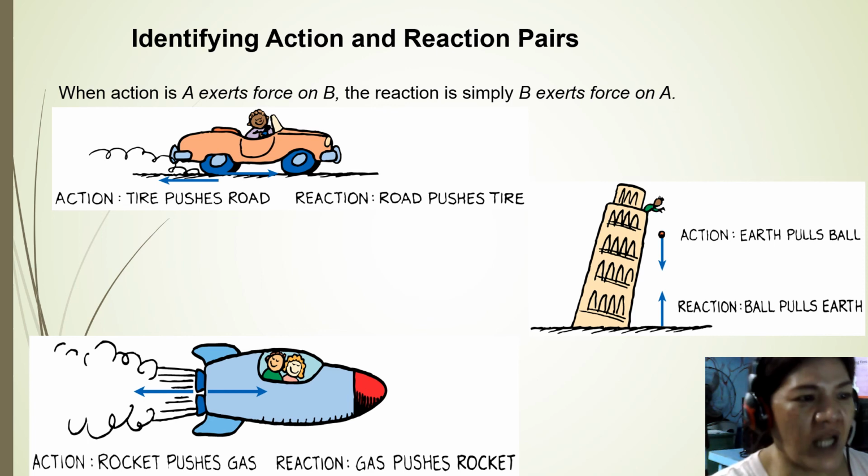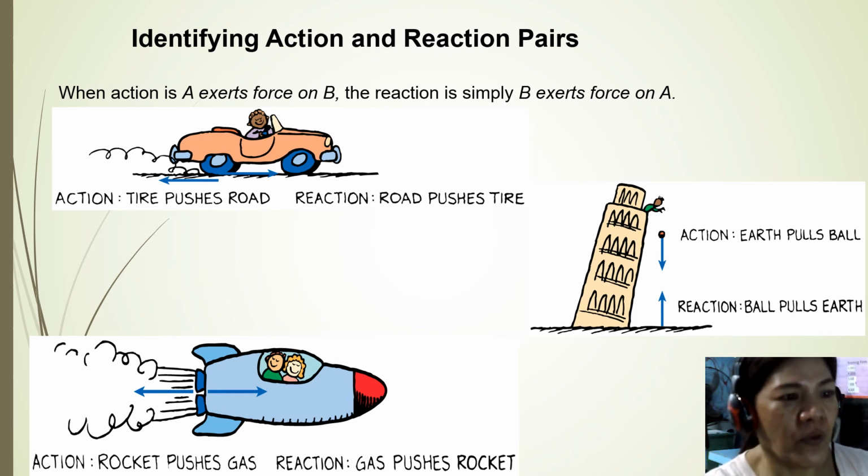Then another one is Earth pulls the ball, then the ball pulls the Earth. So, which one is the action? The action here is Earth pulls the ball, and the reaction is the ball pulls the Earth. I hope this can help you in identifying action and reaction pairs. That is an example for the law of interaction, which is the third law of motion.